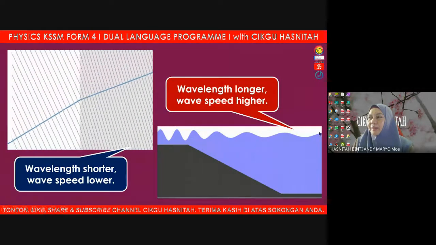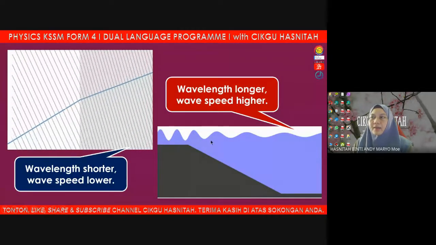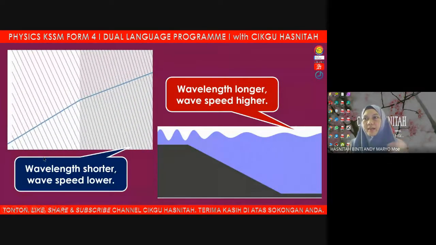In the deep region, the wavelength is longer, while in the shallow region, you can see that the wavelength is shorter. The change in wavelength is due to the change in speed when the wave propagates from a different depth.